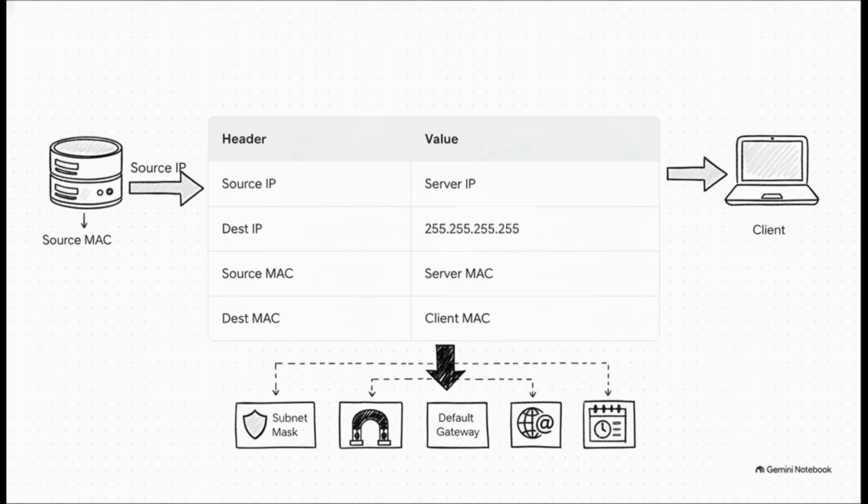But here's the absolute crucial point. Along with the offered IP address, the server is also packaging up the Subnet Mask, the default gateway, the DNS Server, and the Lease Time. It's basically handing over the complete configuration kit.